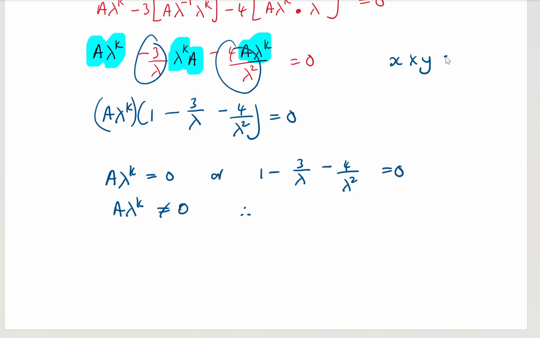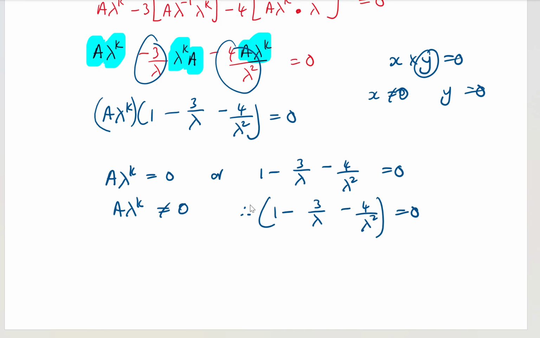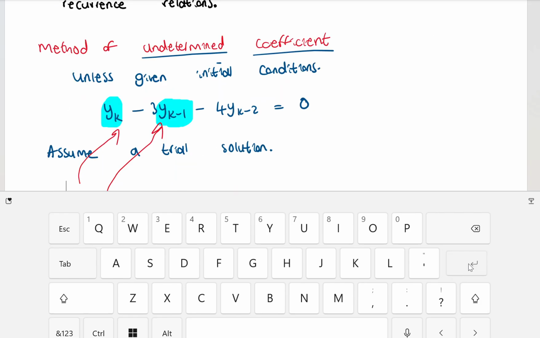If x times y is equal to 0, but x is not 0, it's obvious that y is the one that must be 0, right? So this means that 1 minus 3 over lambda minus 4 over lambda squared must be equal to 0. I'm going to multiply all the terms by lambda squared. If I do that, I'm going to have lambda squared times 1, which is lambda squared, minus lambda squared divided by lambda, which is minus 3 lambda, and then minus 4 equal to 0.